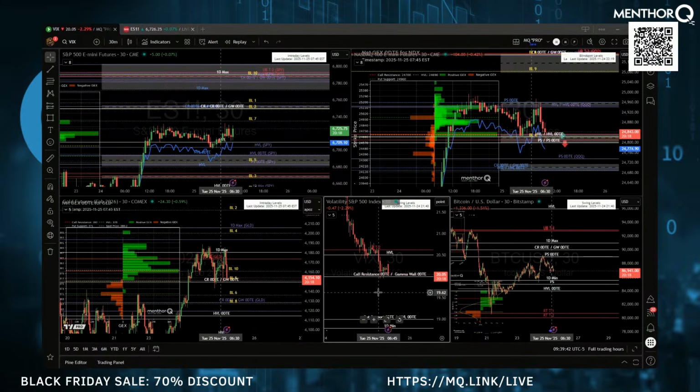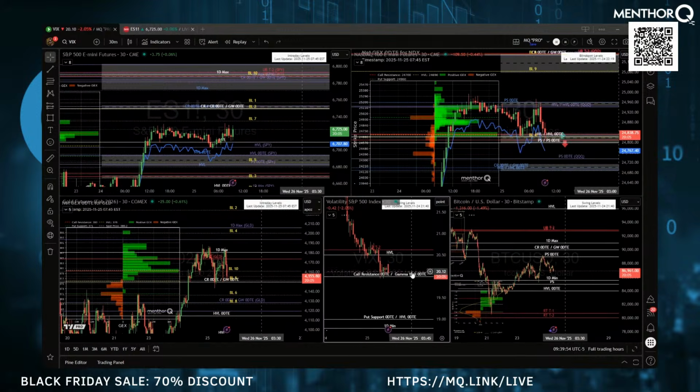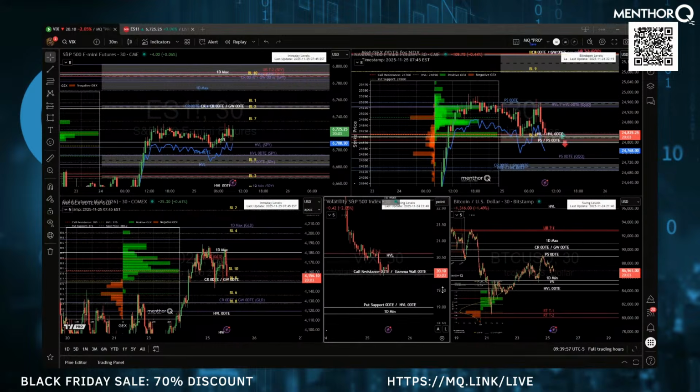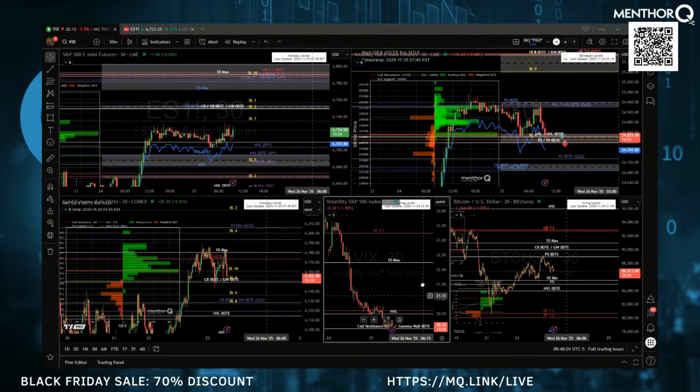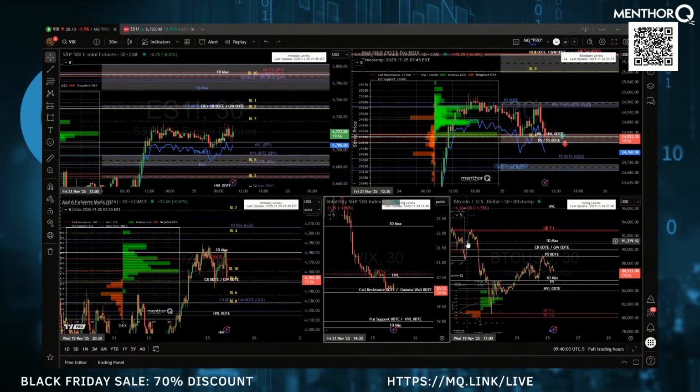Right now, I'm also taking a look at VIX, call resistance, gamma wall, 0 DTE. If we cross this gap, that should support our markets. But if we stay above and cross HVL, oh boy, we will have double trouble. We are coming down. Yeah, on entry.